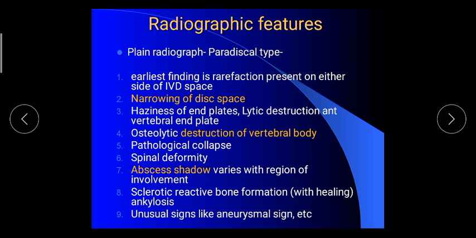Sclerotic reactive bone formation can be seen in the X-ray when the healing process has started. Ankylosis is also a healing sequela, which is nothing but fusion of the adjacent vertebrae. And unusual signs can be seen in the X-ray, such as the aneurysmal sign. Because of the pulsation of the aorta, it can destroy the weak bone, and this can be seen in the X-ray. That is the aneurysmal sign.